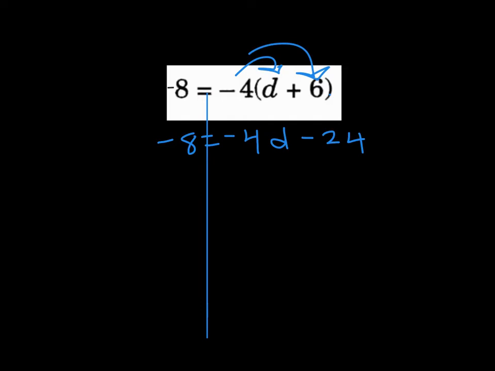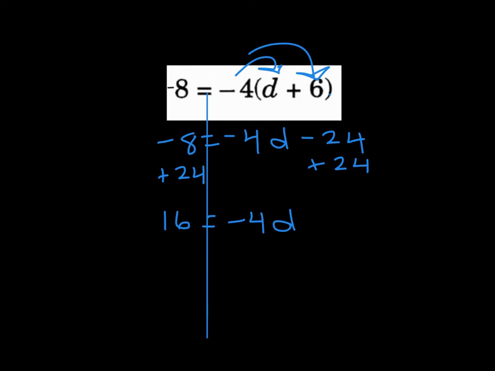Now we need to solve the two-step equation. So I'm going to get rid of the negative 24 first. And to cancel that out, I'm going to change it to a positive 24. And I'm going to do plus 24 on the other side. So I have negative 8 and positive 24. So my signs are different. I'm going to subtract and take the sign of the bigger number. That would give me positive 16 equals negative 4d.